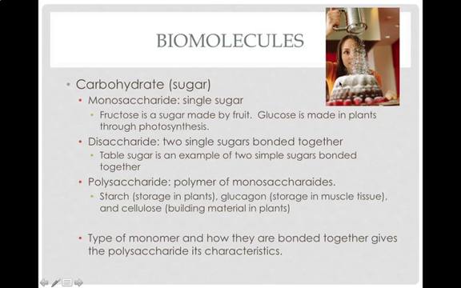So here's an example of your basic carbohydrates. The cake would be a carbohydrate. The sugar that she's sprinkling on top of it would be a simple disaccharide. What determines the kind of carbohydrate you're looking at is the type of monomer that goes into the construction of it, as well as how those monomers are going to be bonded together.